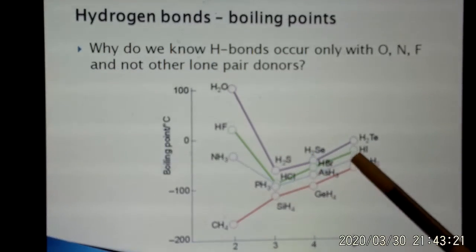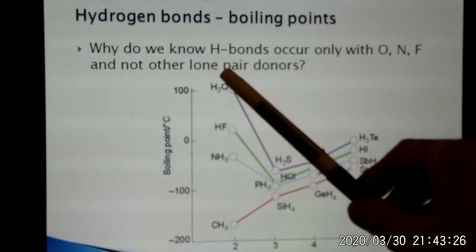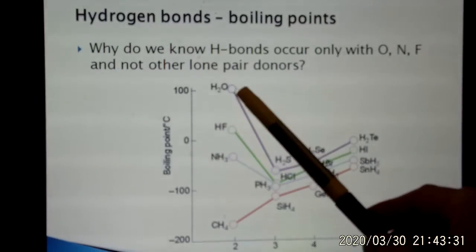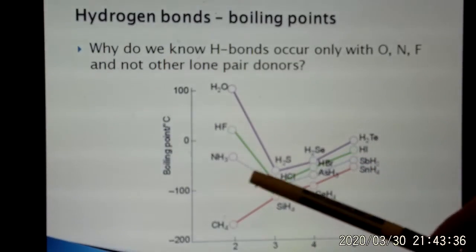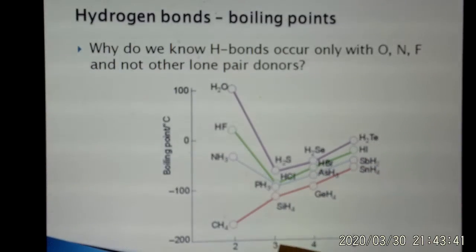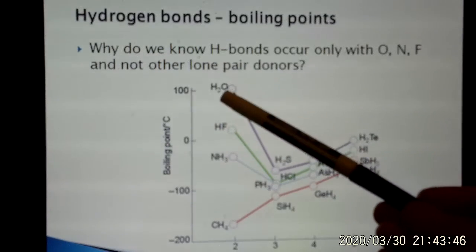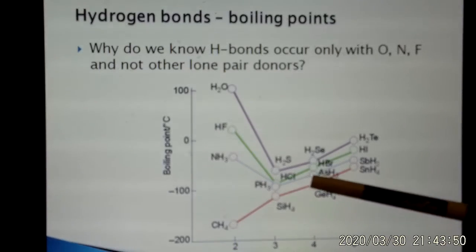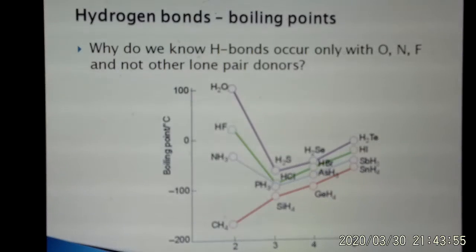Here I have some dipole, HCl, HBr, HI, but we have these unusually high boiling points. So why are water, HF, and ammonia, why do they have such high boiling points when the trend seems to work so well for everything period 3 and up? The only way that can be explained is that hydrogen bonds occur only for oxygen, fluorine, and nitrogen, not for chlorine, not for phosphorus, not for sulfur, not for silicon.